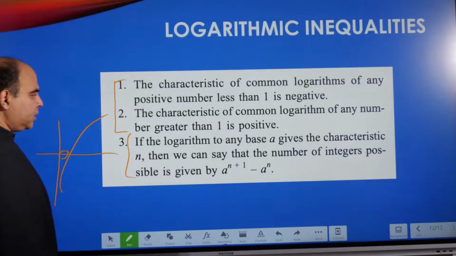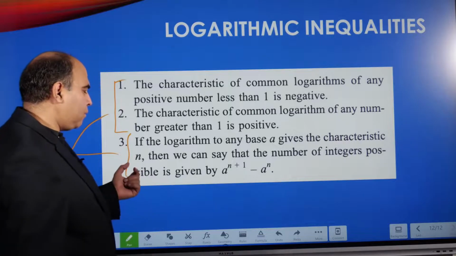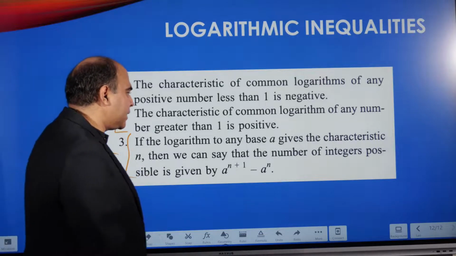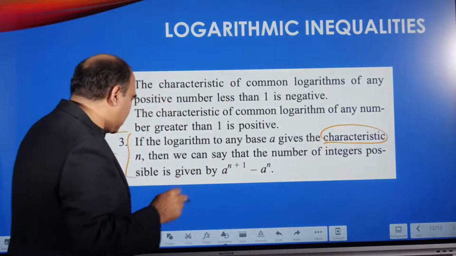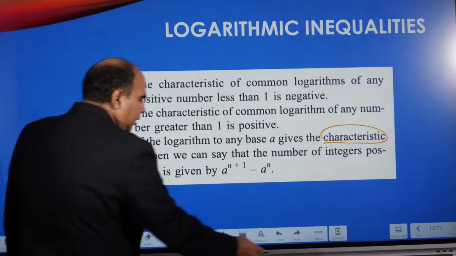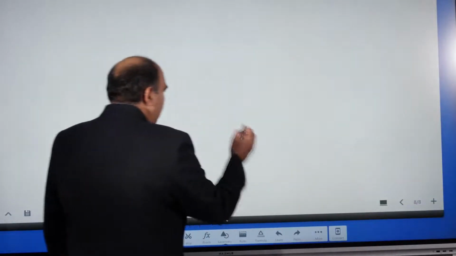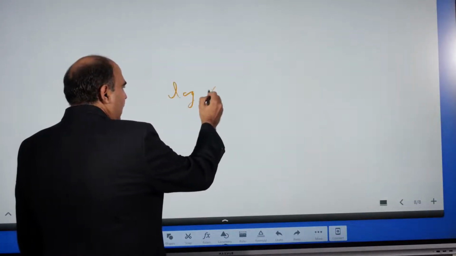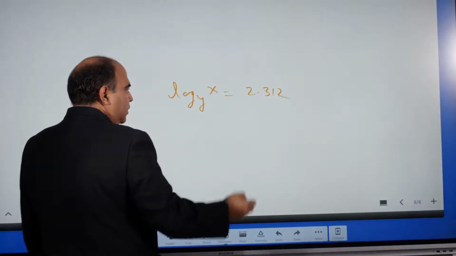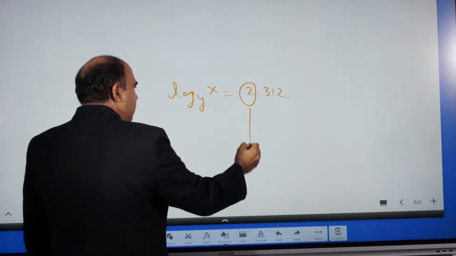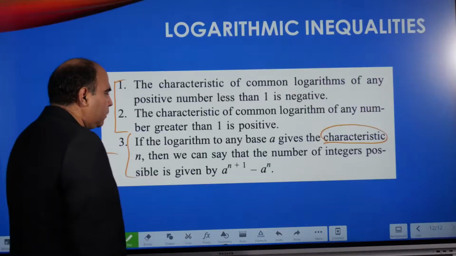But what is the third point saying? If the logarithm to any base A gives the characteristic n, what do we mean by characteristic of a log? The characteristic of a log is not the complete value of the log. Suppose I say log x to the base y is 2.312. So this 2 is called the characteristic of the log, right? This 2 is called the characteristic of the log.